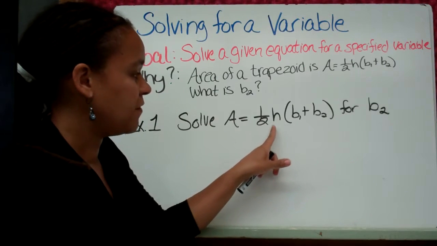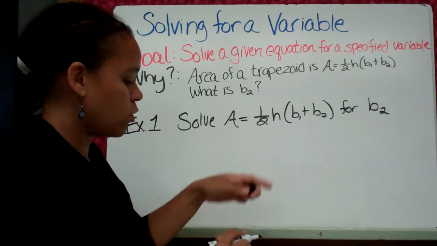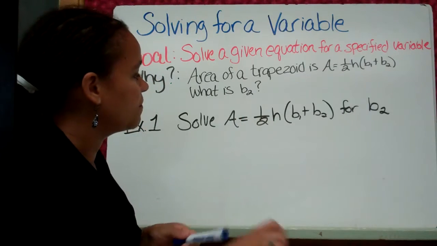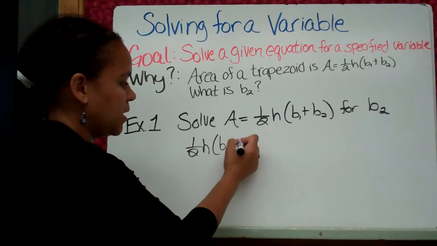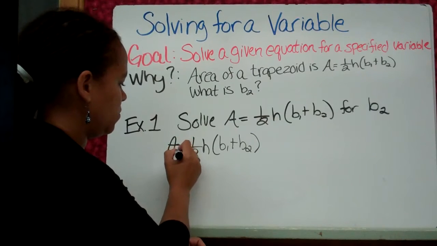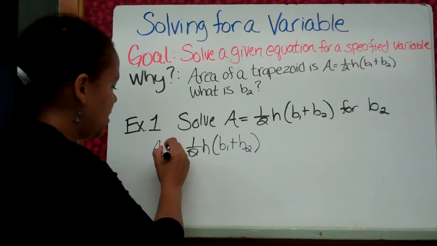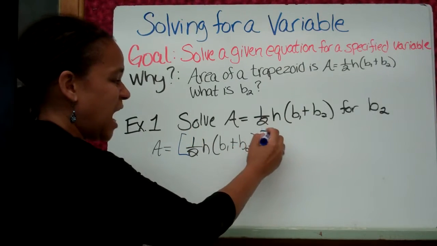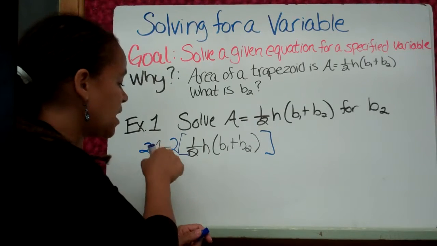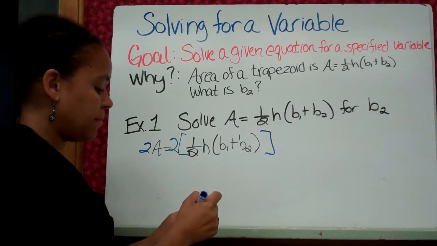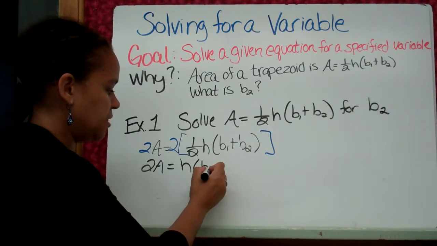So here we have A is equal to 1/2 height times base 1 plus base 2, and it says solve this formula for B2. So we want B2 to be by itself. In order to isolate B2, we need to get rid of all this other stuff. First things first, I would rewrite the equation: A is equal to 1/2 height times B1 plus B2. I'm going to multiply both sides by 2, that entire formula, so we can get rid of the 1/2. We can get rid of fractions. If I multiply one side by 2, of course I have to multiply the other side by 2. So now I'm left with 2A is equal to, these cancel out, height times base 1 plus base 2.